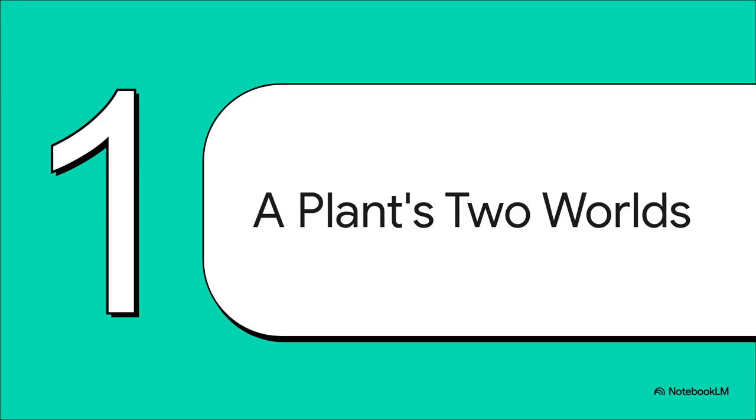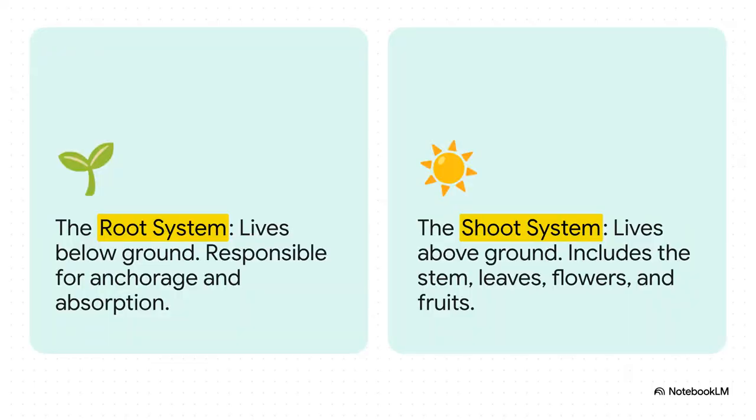To really get a handle on any flowering plant, you have to picture it living in two totally separate worlds at the same time. Yep, one world happening below the ground and a completely different one happening above it. And this is that fundamental split. Down below, you've got the root system. Its job is to be the anchor, holding the plant steady against wind and rain. But it's also like this massive network of tiny straws, constantly sucking up water and nutrients from the soil.